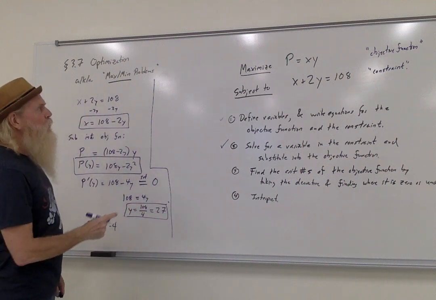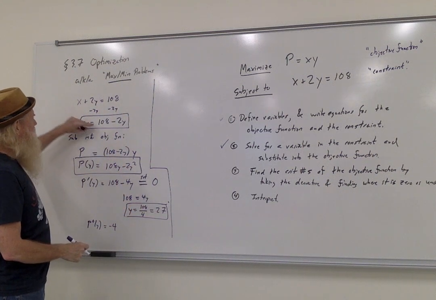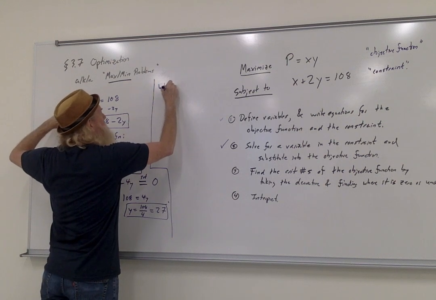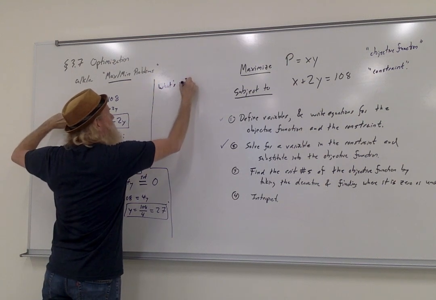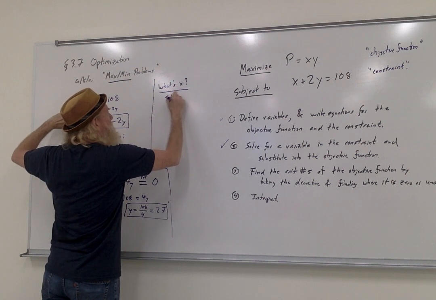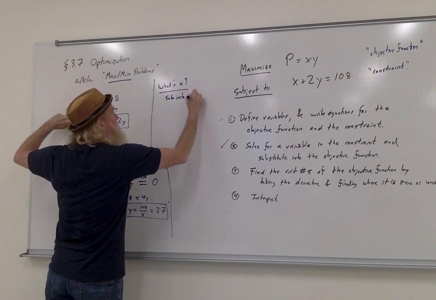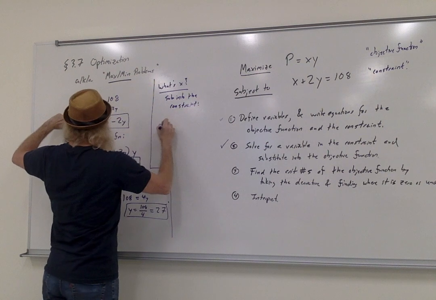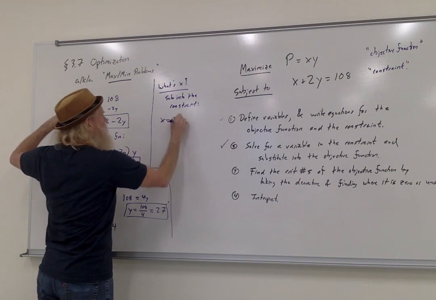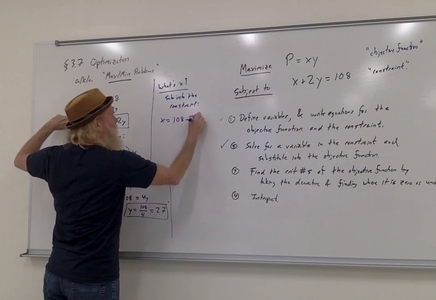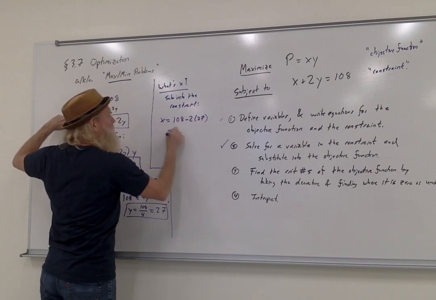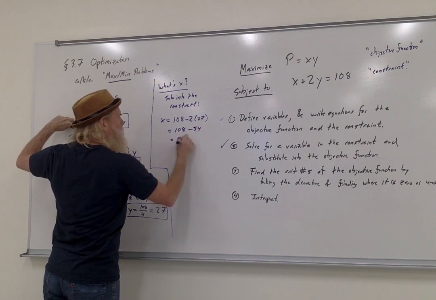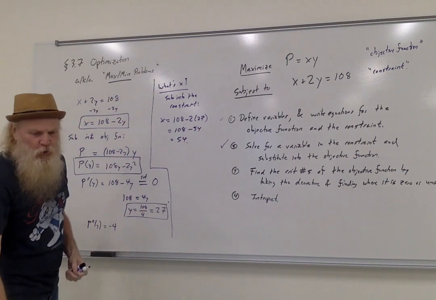Now we're supposed to find both numbers. If I want to find out what x is, I can substitute back into the constraint. So x is going to be 108 minus twice 27, which is 108 minus 54, or 54.